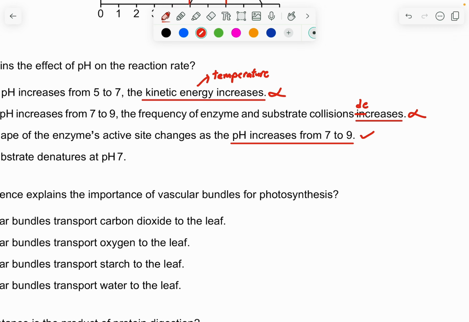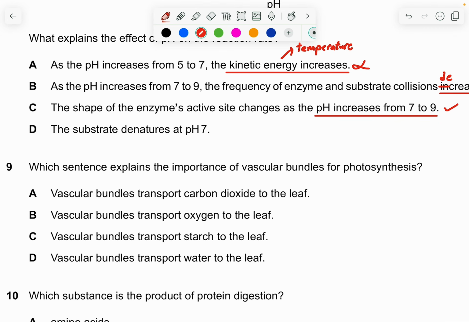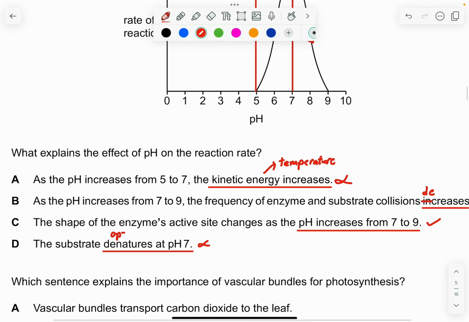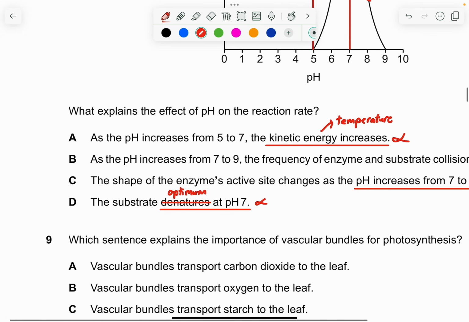This one is correct. So we see for the last option, the substrate denatures at pH 7. No, it did not, because it is at its optimum. So this one is optimum. This is the wrong term. So the answer is C.